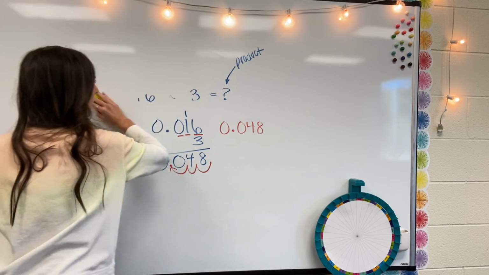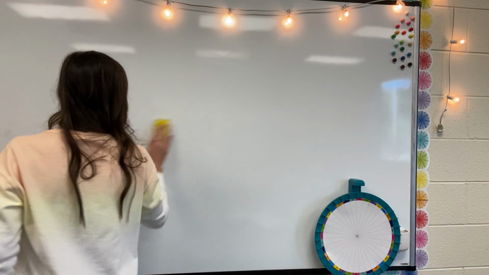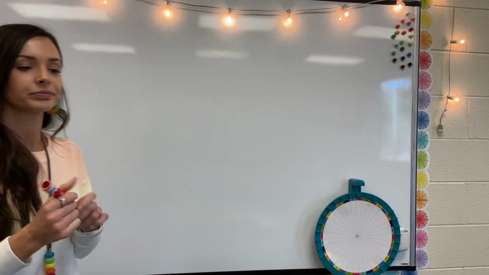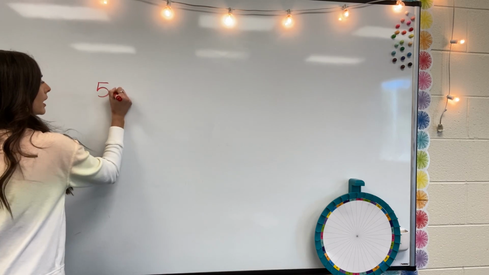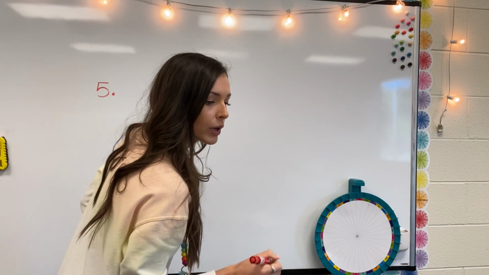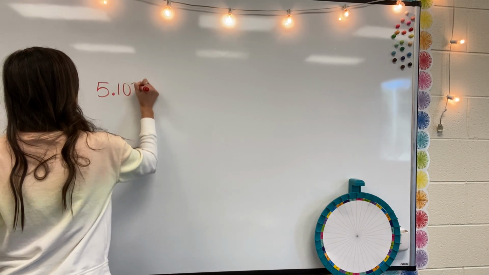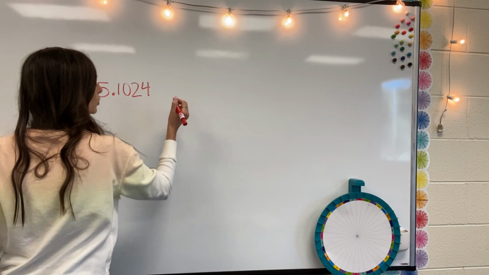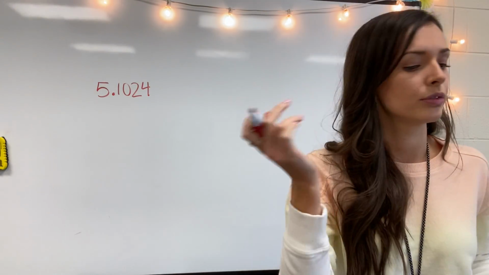All right, Miss Morris, that's pretty easy. We're ready to take it up another level. All right. Let's try another one. Let's say that this time we work with a bigger number, 5.1024. And we are going to be multiplying by 12.